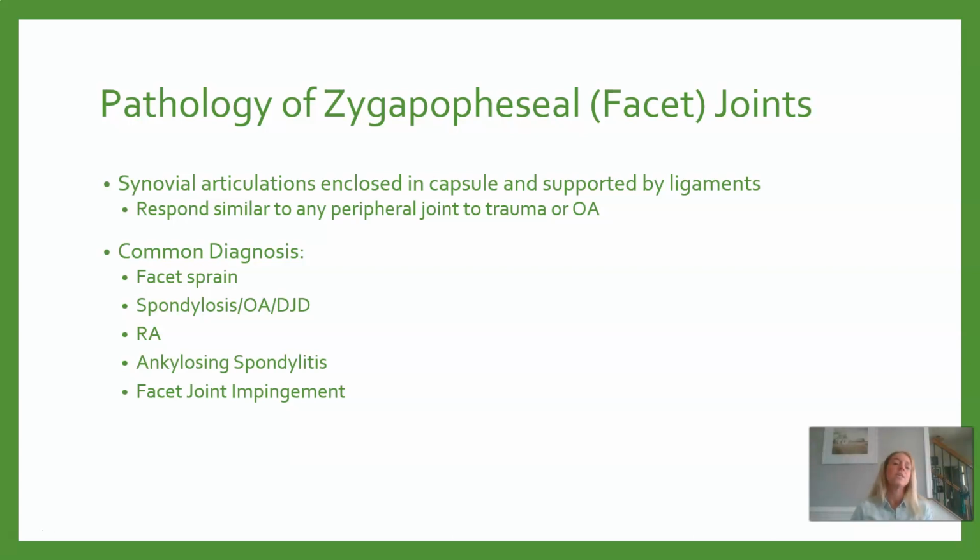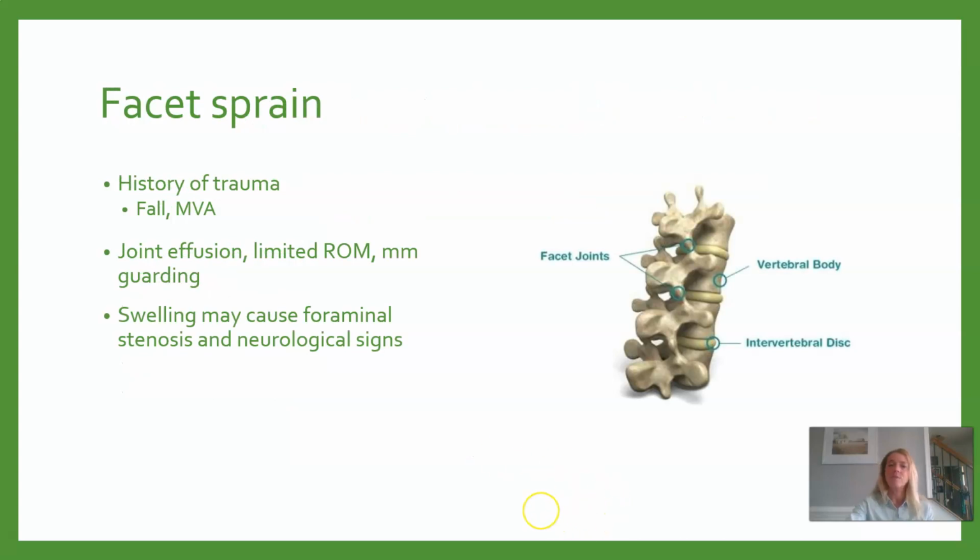So some common diagnoses that you might see of the facet joints are a facet sprain, spondylosis, osteoarthritis, or degenerative joint disease. Those terms are all interchangeable. So spondylosis means the same thing as osteoarthritis, which means the same thing as degenerative joint disease. It's a wearing down of the facet joints. It's arthritis of the spine. We can also have rheumatoid arthritis in the spine, ankylosing spondylitis, and facet joint impingement. So we'll go through each one of those.